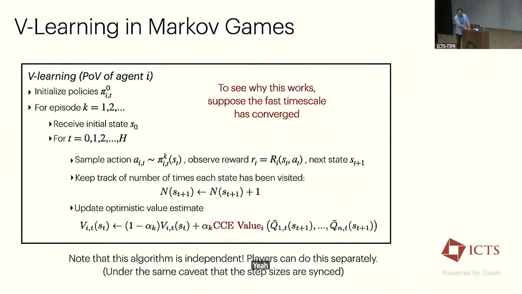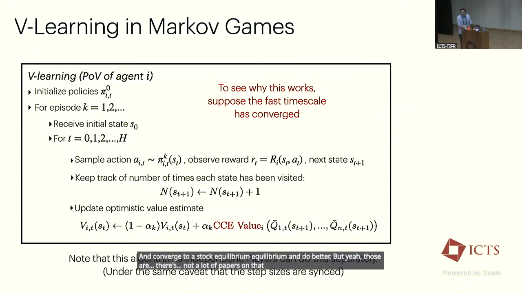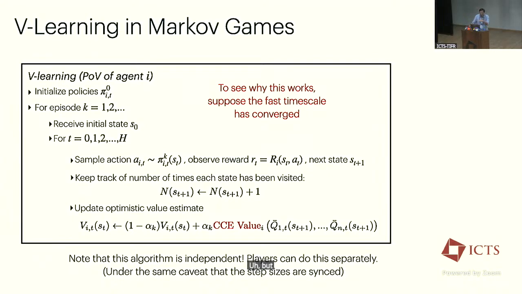There are some works that say if I'm learning much faster than you, then instead of doing a no regret algorithm, I can change my gradient estimator and converge to a Stackelberg equilibrium and do better. But there's not a lot of papers on that. People have looked into some of these things, but not in any amount of depth, I would say. It's a good question. Cool. Any other questions before we move on?